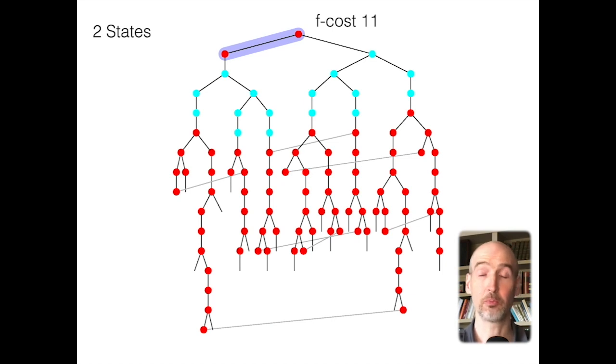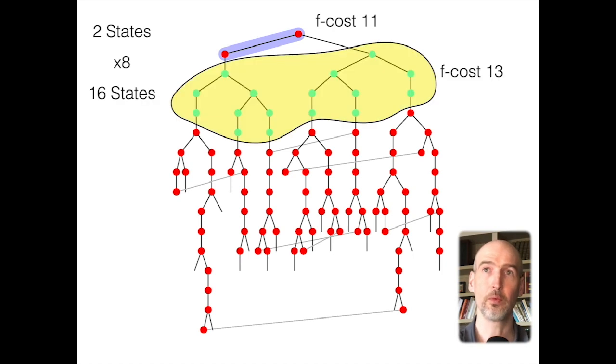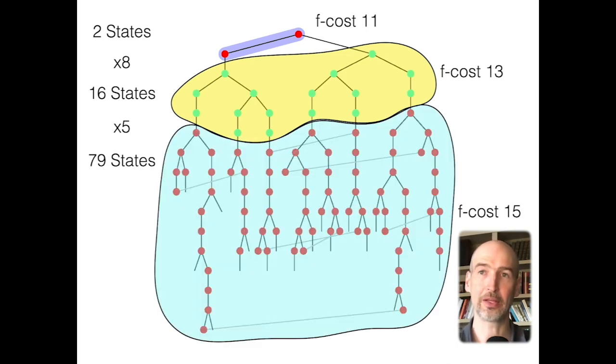And IDA star has been a successful algorithm in practice because of a few things. The first thing we notice here is when we look at how many nodes there are for a given F cost, we're going to count how many states there are in the state space with that particular F cost. And so we see for F cost 11 that we have 2 states. When we have F cost of 13, that grows to 16 states, so that's growing by a large factor, a factor of 8. And when we go to F cost 15, we get to 79 states in the tree. And so that's growing by a factor of 5.